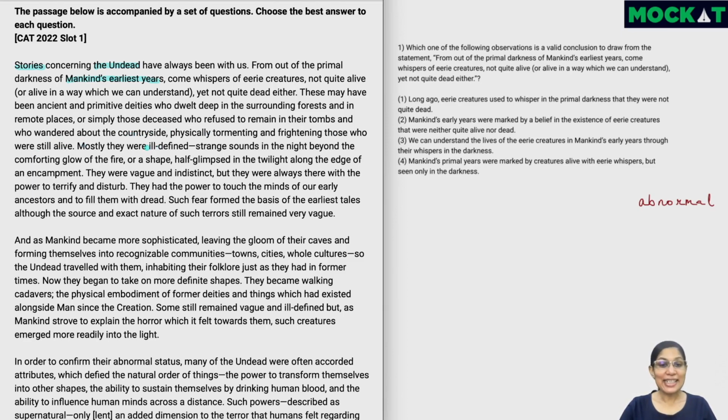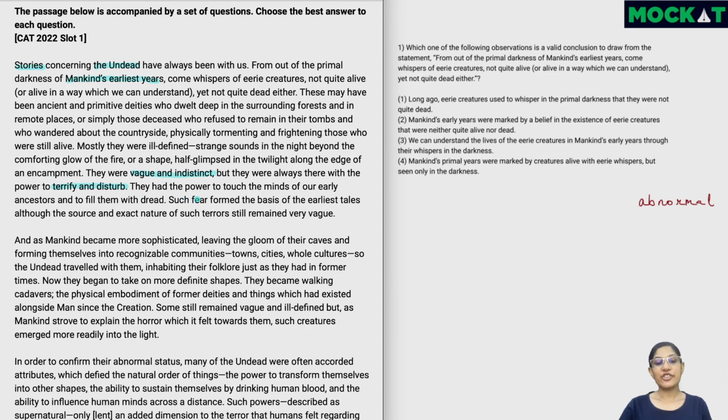Mostly, they were ill-defined. Strange sounds in the night beyond the comforting glow of a fire, a shape half glimpsed in the twilight along the edge of an encampment. They were vague and indistinct, but at the same time, they always terrified or disturbed humans. They had the power to touch the minds of our early ancestors and fill them with dread.